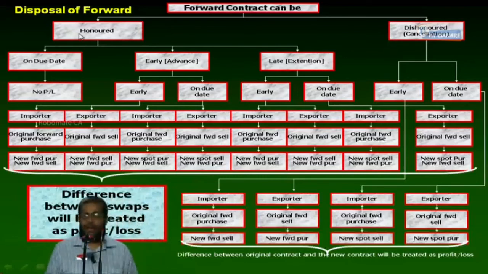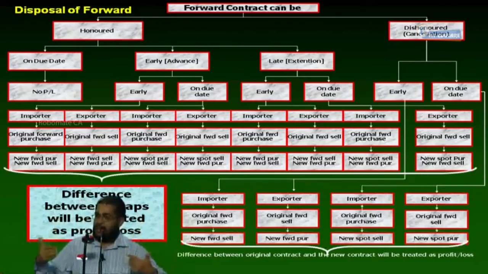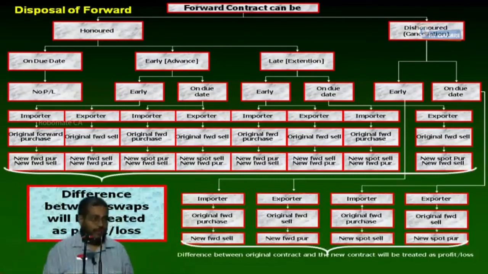Now, next. Honoring a forward contract can be done in 3 ways. Can be done how many ways here? 3 ways. Honoring as planned on due date, yes or no? Or advancing or preponing the forward, or extending the forward. These are 3 types of what? Honoring a forward. I'll just tell you with the help of numbers and dates to make it much easier to understand.